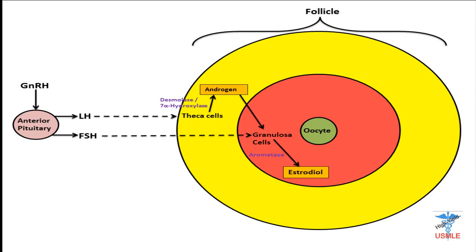The enzyme here is aromatase. It's very important to know which enzyme is in which cells. So aromatase is only available in granulosa cells, and desmolase, which is also known as 17-alpha hydroxylase, is only available in theca cells. Deficiency in one of these enzymes is going to lead to other manifestations. And so now we have estradiol, which is going to work on the oocyte and help mature this oocyte. So this is the normal pathway.